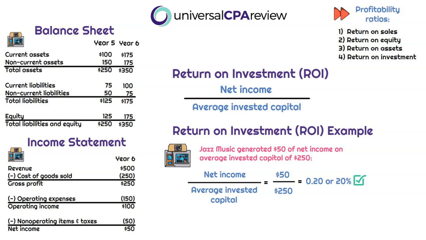So it says that Jazz Music generated $50 on net income of average invested capital of $250. So pretty simple, $50 divided by $250, that equals 0.2 or 20%. Right, so the return on investment here is 20%. So what we can say is, every dollar of invested capital yields basically 20 cents of net income. So from an investor's perspective and a company's perspective, they want the ROI ratio to be as high as possible.